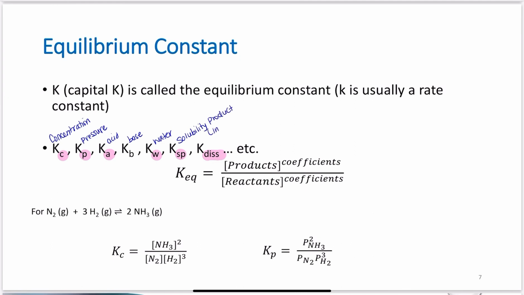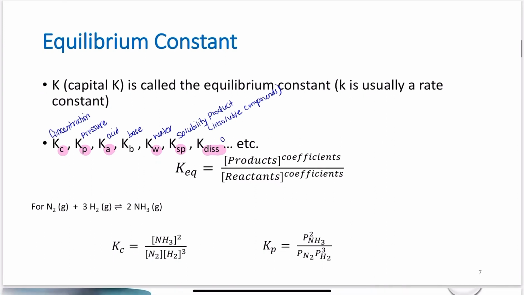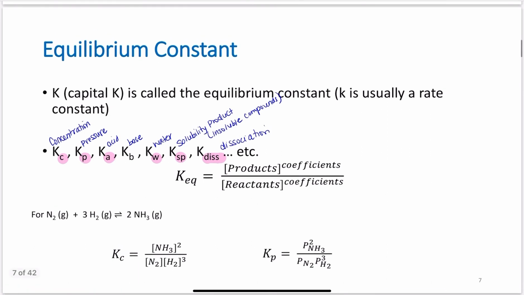This is for insoluble compounds or species. We told you in Gen Chem 1 that they're insoluble. Not quite true. Kind of exaggerated that a little bit. They're slightly soluble. How much? Depends on the Ksp expression. Dis means dissociation, etc. You'll also see this written as Keq.